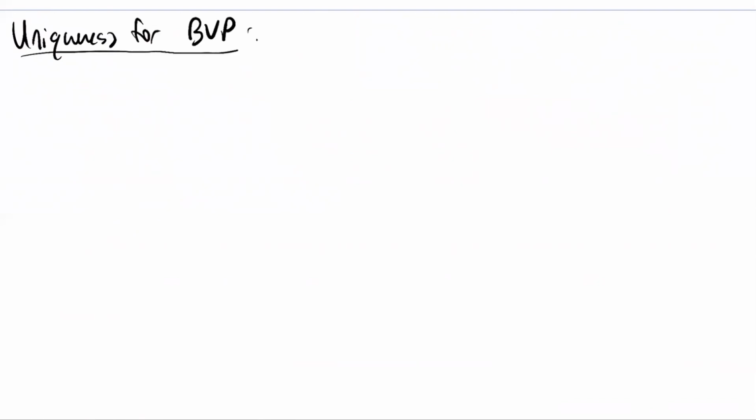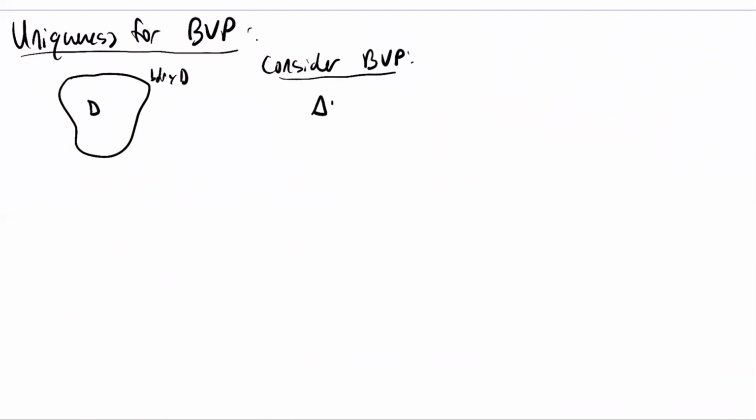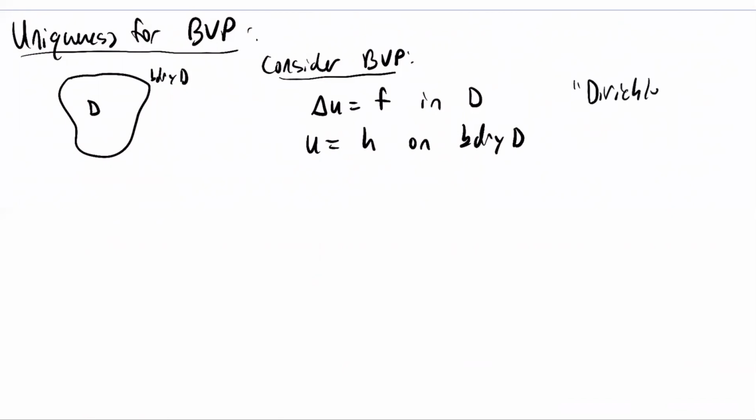Right. So let's suppose we have a domain D as before with the boundary. Let's consider the following boundary value problem. Suppose that the Laplacian of my function u is equal to some function f inside the domain D, and suppose I have a certain boundary condition, say u is equal to h on the boundary of D. This is the Dirichlet problem, the Dirichlet boundary conditions.